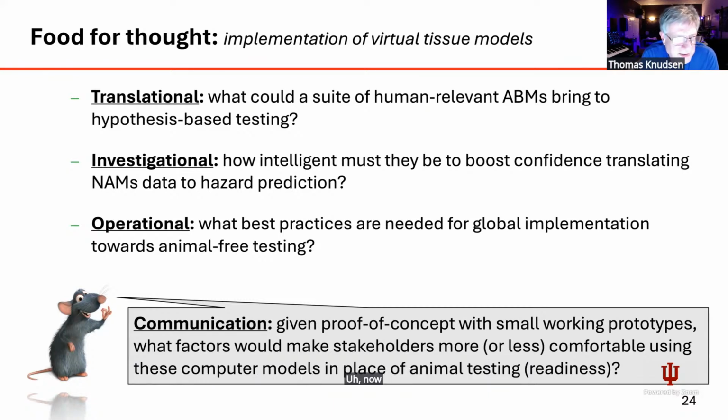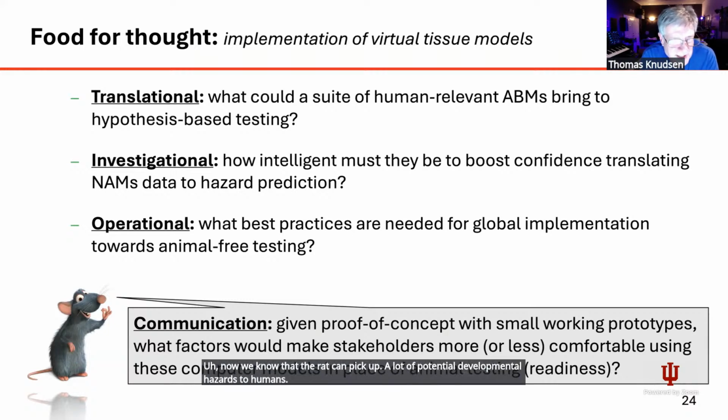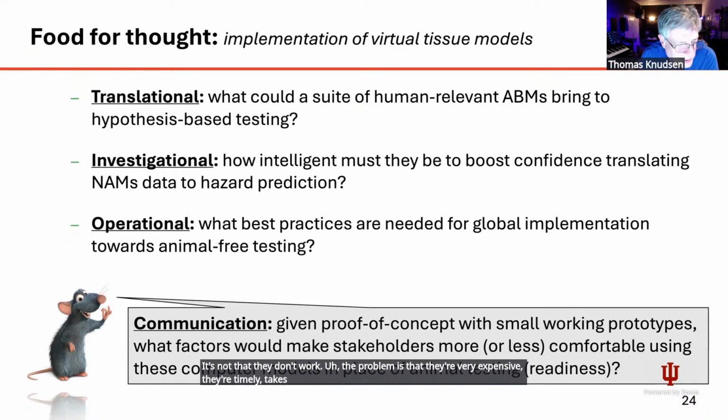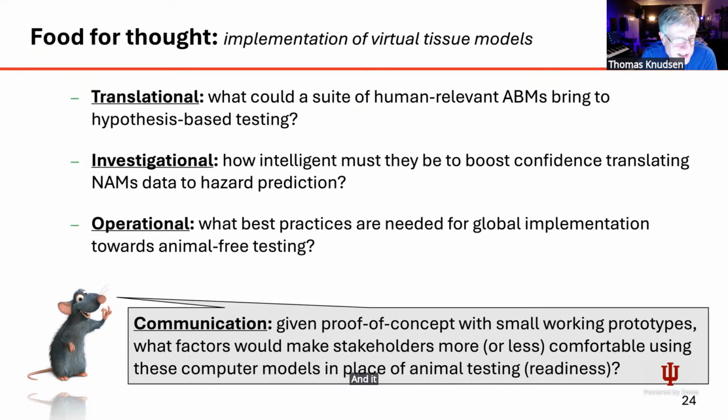Now we know that the rat can pick up a lot of potential developmental hazards to humans, but not everything. And the rabbit can pick up things like thalidomide that the rat was not able to pick up. So there's a lot of value in animal studies. They work. It's not that they don't work. The problem is that they're very expensive. They're timely. It takes a long time to do them, and it uses a lot of animal lives.